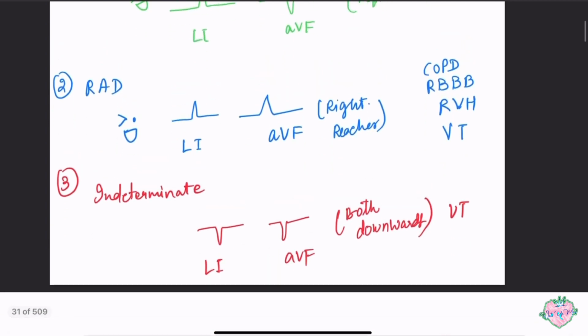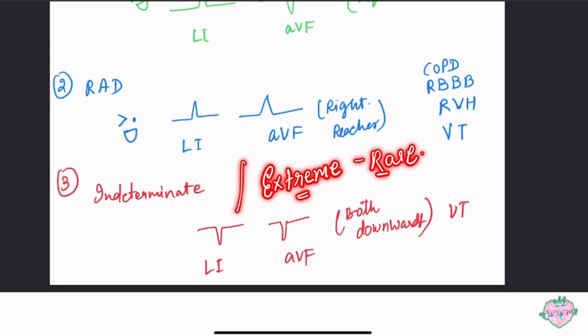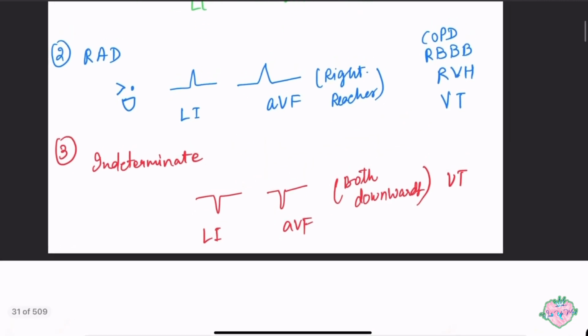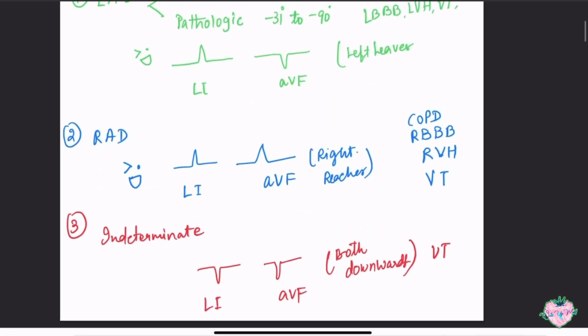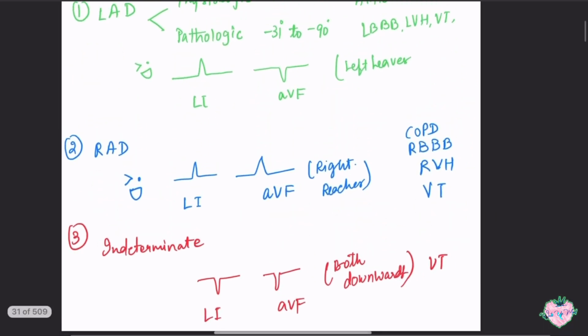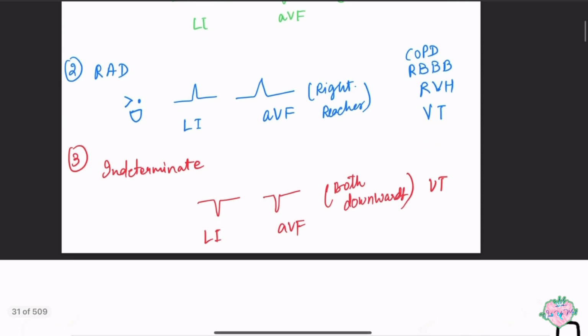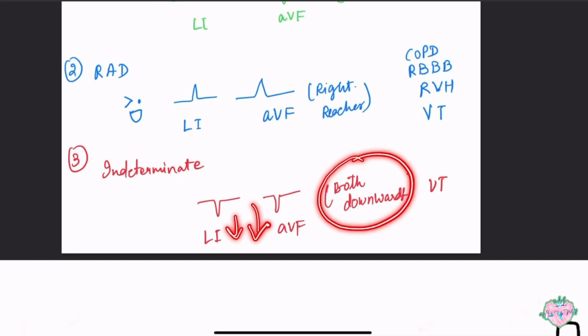Now there's a third kind of deviation, indeterminate, or you can say the extreme deviation, about which I talked that it is a very rare case. You won't generally be observing this kind of ECG. In lead 1 it is inverted, and lead AVF is also inverted, so both of them are inverted. So if you have the trick to learn left axis deviation and right axis deviation, you will keep in mind the indeterminate, although it's a very rare case. In this, both the leads face downwards, the waves face downward, and it is generally observed in ventricular tachycardia.